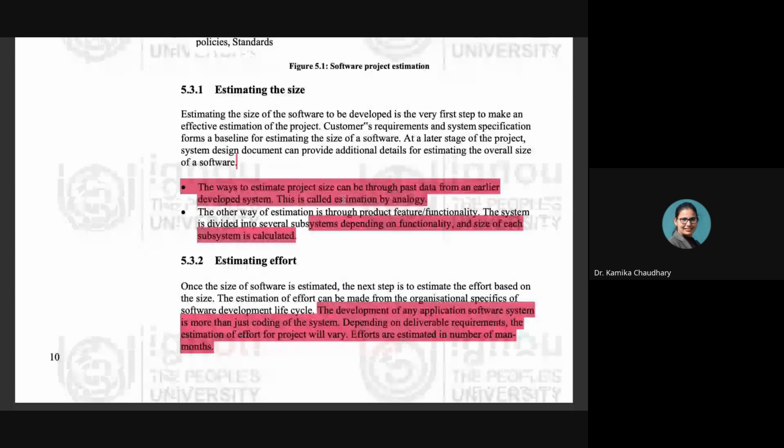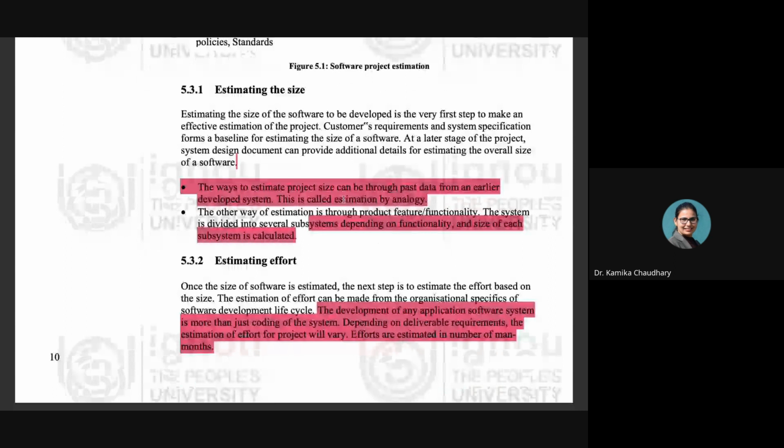So first of all, we are going to read about estimating the size of the project. Estimating the size of the software to be developed is the very first step to make an effective estimation of the project. So the customers' requirement and the system specification form a baseline for estimating the size of the software.